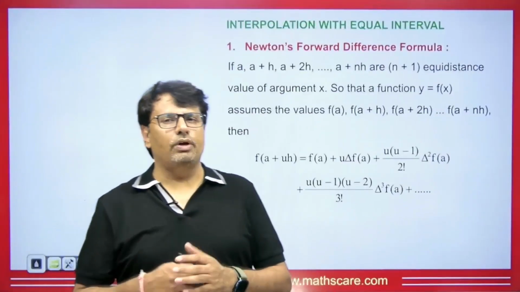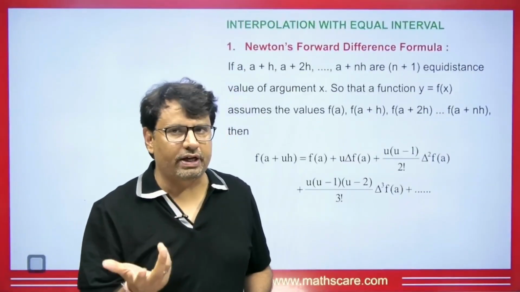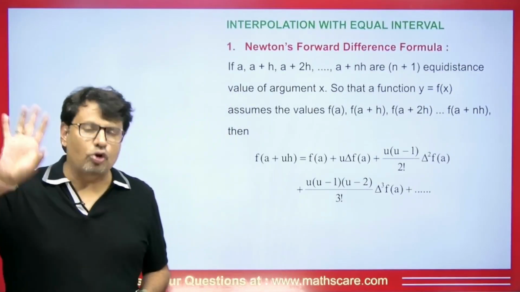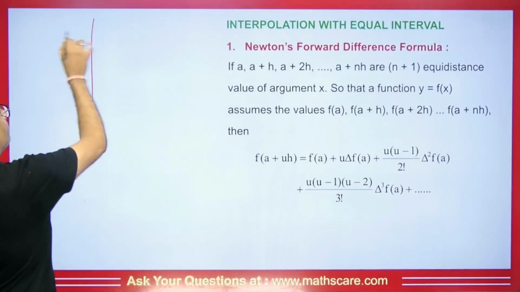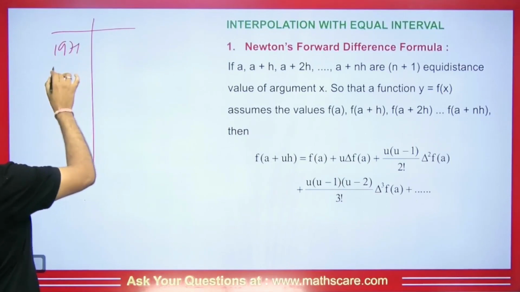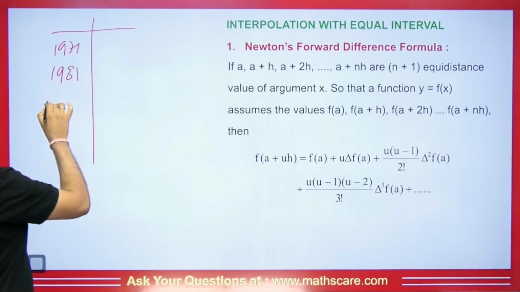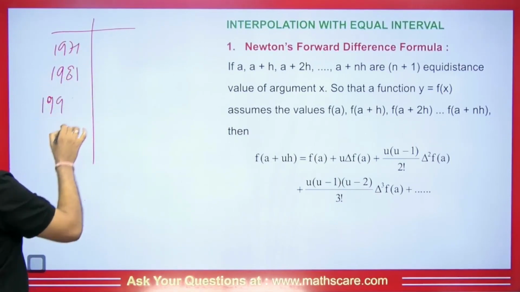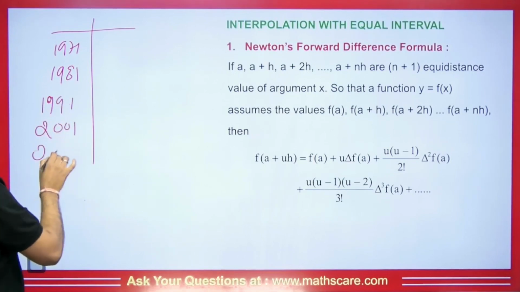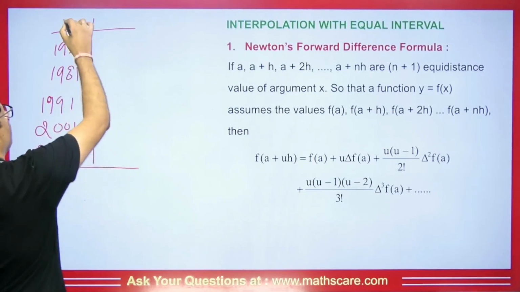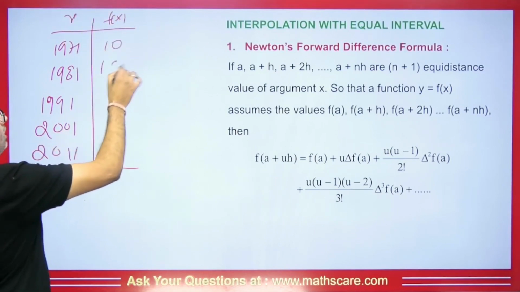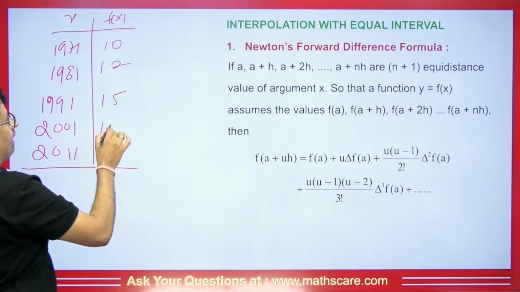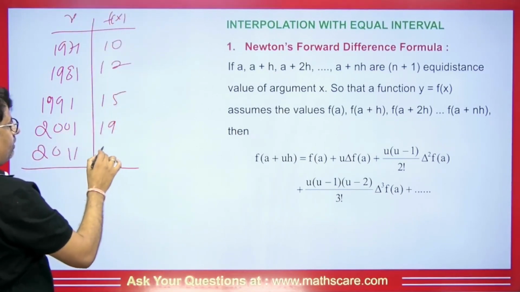So students, let's talk about the two formulas we use, either Newton forward or Newton backward. Now, which one is used when? For this, suppose we have data given for the years 1971, 1981, 1991, 2001 and 2011, with populations of 10,000, 12,000, 15,000, 19,000 and 25,000.